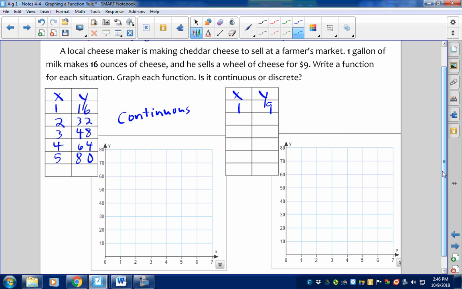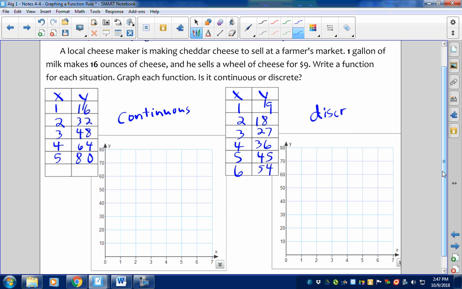Okay, so one packaged wheel of cheese would be $9. 2 of them would be 18. Now here's the deal. 27. You cannot cut the package in half or in thirds or anything like that. You could, but they're not going to sell it that way. It would dry out. So 5 would be 45. 6 would be 54. So this one is discrete.